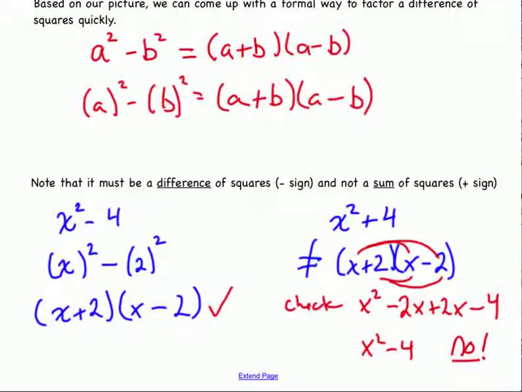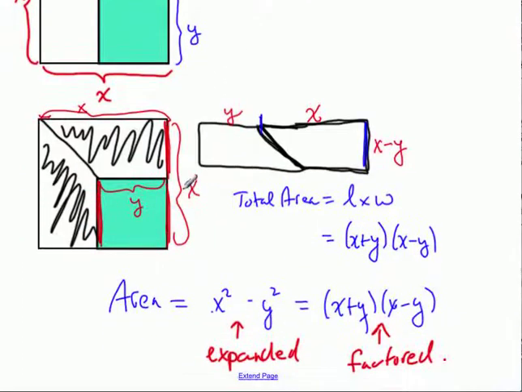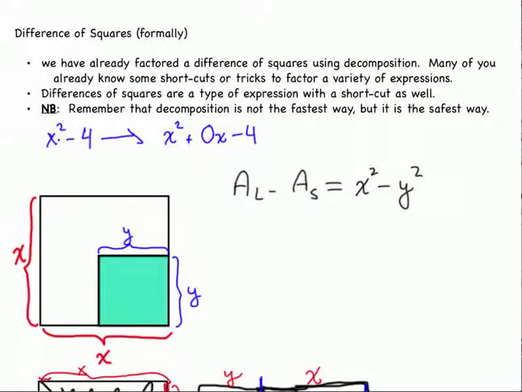Well, there you go. That's the shortcut to how to factor a difference of squares, and we derived it by using the area model here, which is a pretty cool model to use. Area models are fun to use and can be really useful.